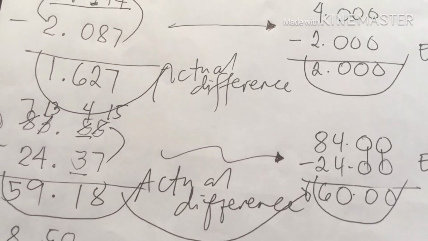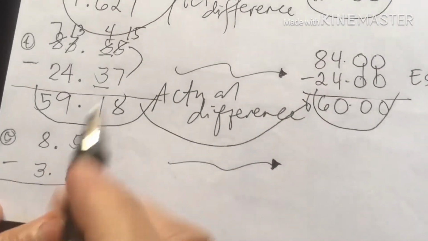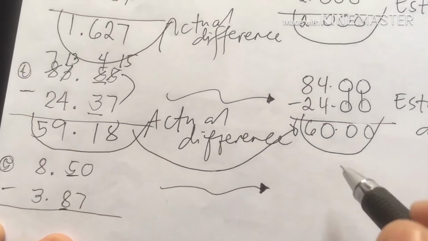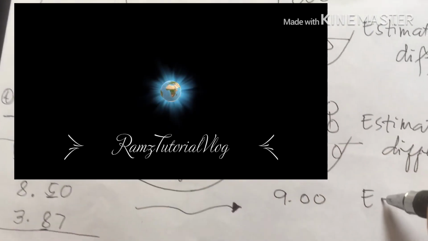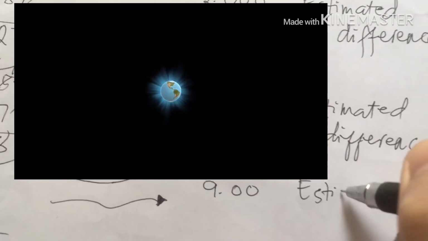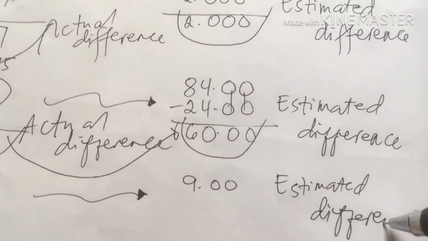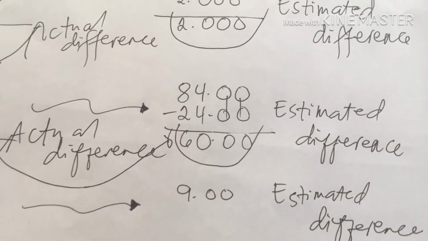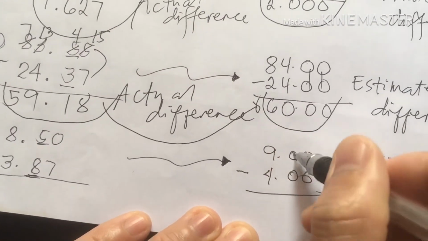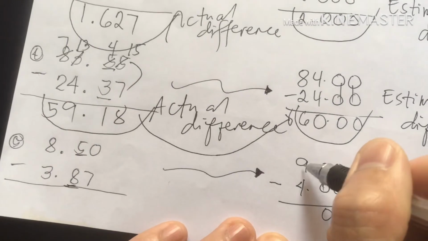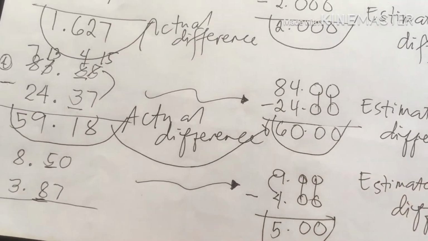Next, class, our last drill in subtracting decimals, we have 8.50 and 3.87. So 5 is rounding up, 8 becomes 9, automatic, class, for our estimated difference. 3.87, 8 is rounding up, becomes 4. Subtract, rounding two zeros. 9 minus 4, so we have 5. This will be our answer.